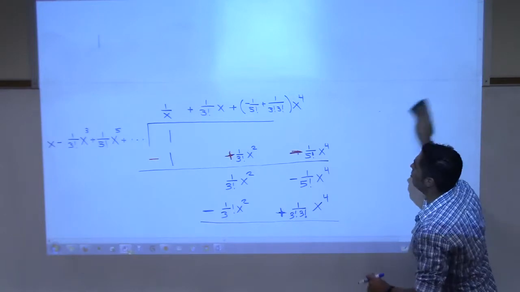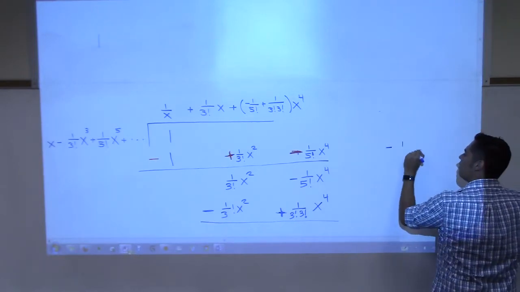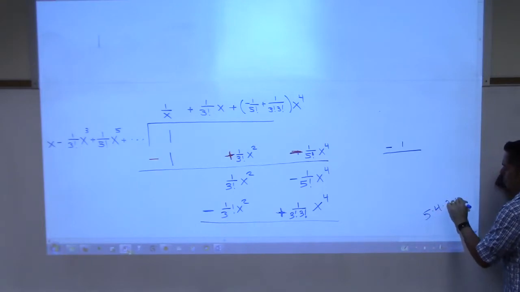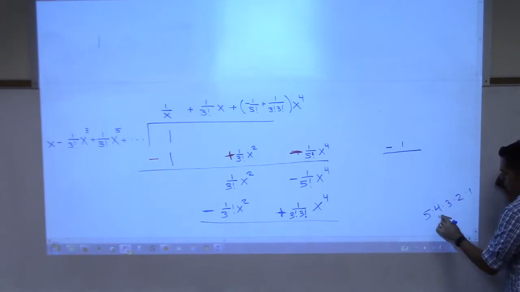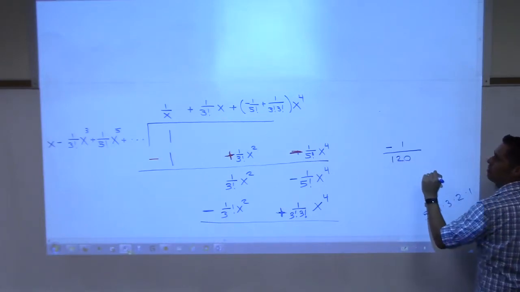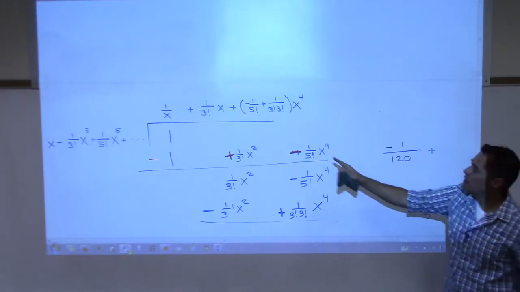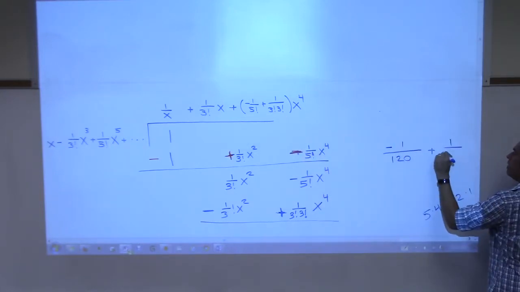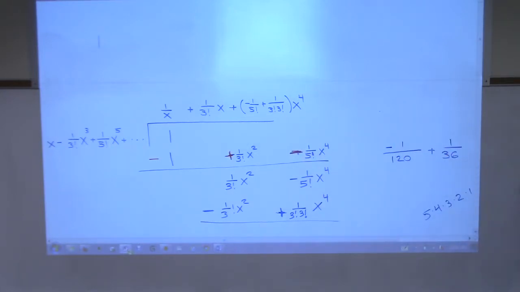What's 5 factorial? It's 5 times 4 times 3 times 2 times 1, 120. So you get 1 over 120, right? Plus 1 over 3 factorial times 6, which is 6 times 6, 36. So we need to add these two together. Someone can do that on their calculator for me.